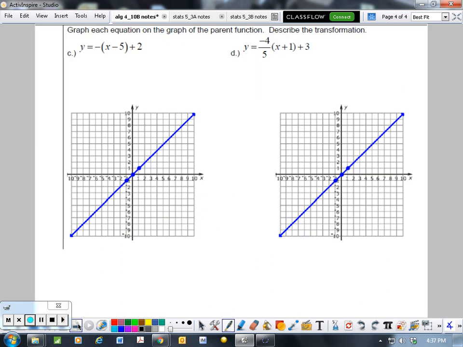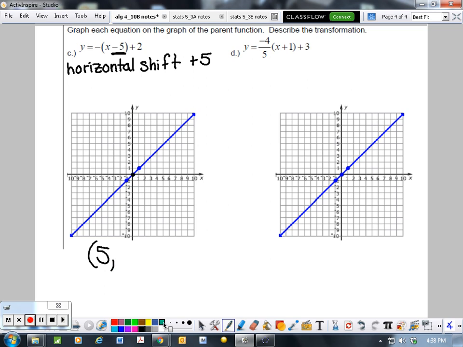Okay, so next one. Looking at our x value. So our x value is our horizontal shift. And so if it's -5, we change the sign to +5. So that means when I take this 0, 0 point, I am moving it to the right 5. So my x value is now going to be 5.